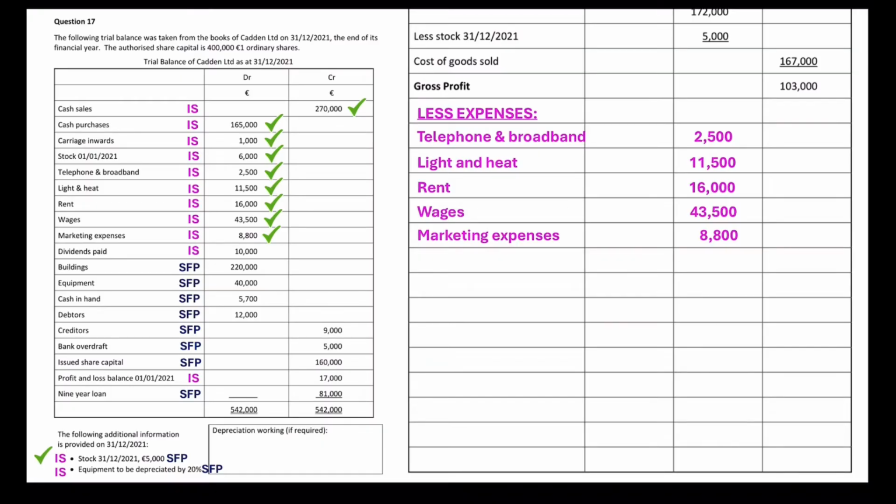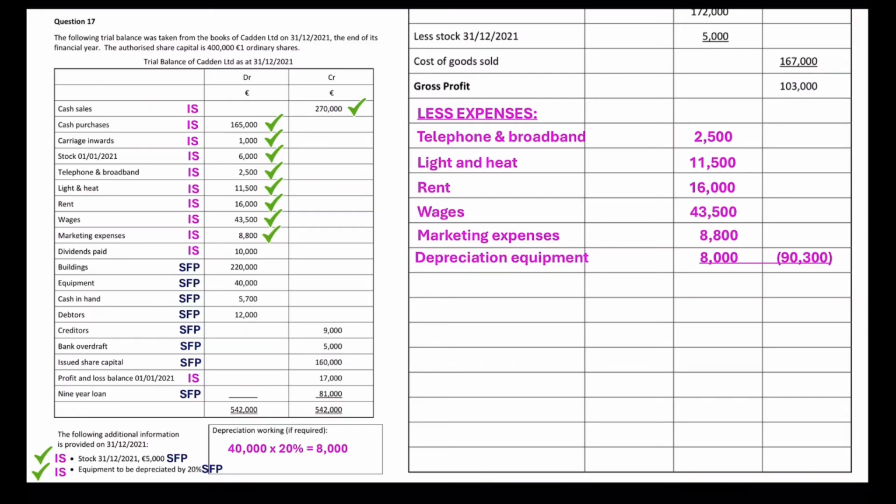And then next we've got dividends paid. Now that's not an expense. We're going to take that away from the net profit whenever we have that entered. Now the next item then, down below for income statement, as you can see, profit and loss balance, and we're going to leave that to the very end as well. But down below in the additional information, equipment to be depreciated. So we're going to put equipment depreciation in the expenses because that is an expense. So 40,000 multiplied by 20% is €8,000. So depreciation equipment, €8,000.